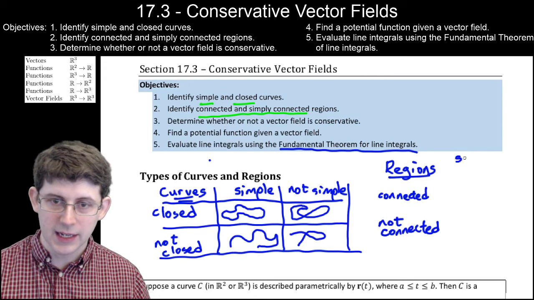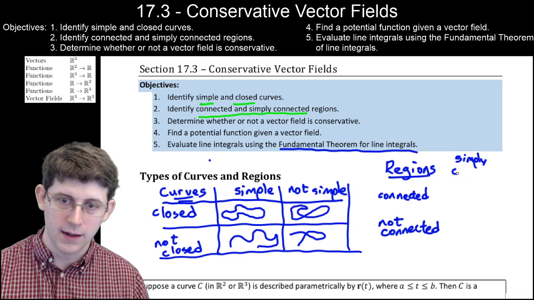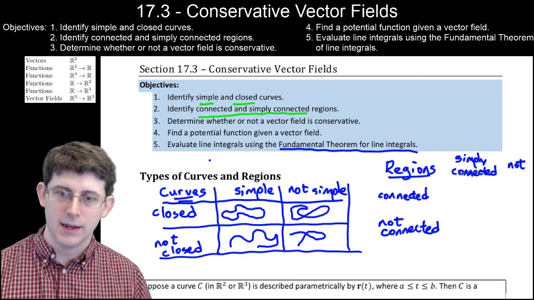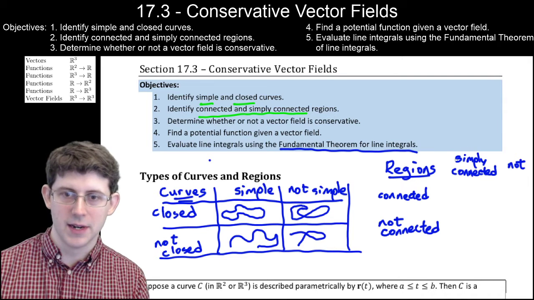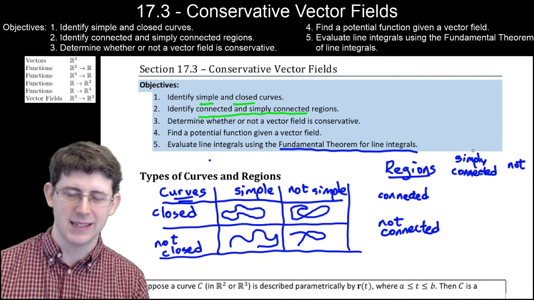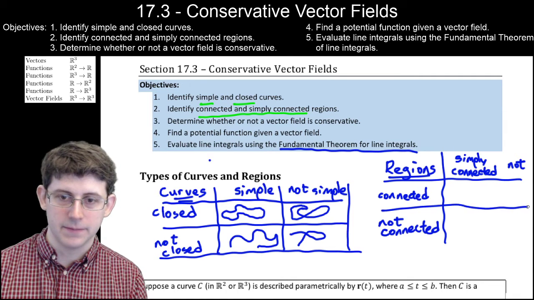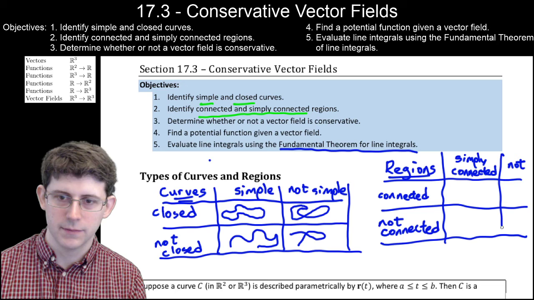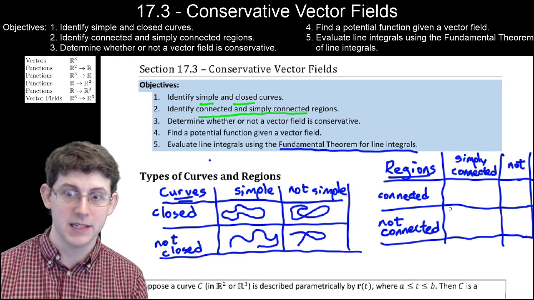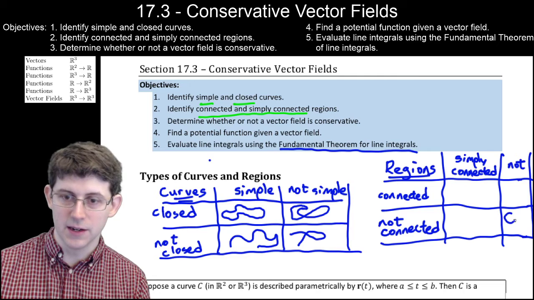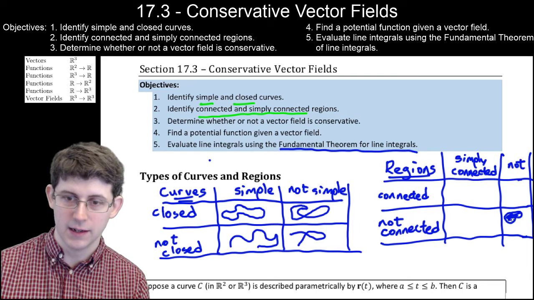And you could be simply connected or not. And simply connected is all one adjective. It's not like you can be simple. You'll see. Okay. So what are these different kinds of regions? Well, a connected region just means it's in one piece. So if you're not connected, like if you're just completely disconnected, then your region might just be 2 regions.